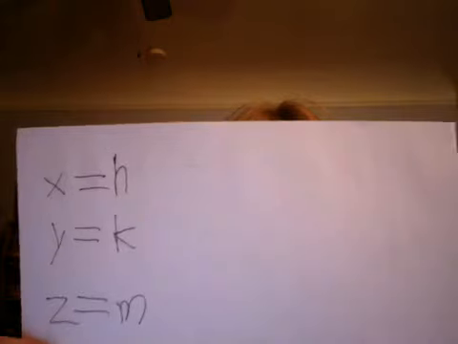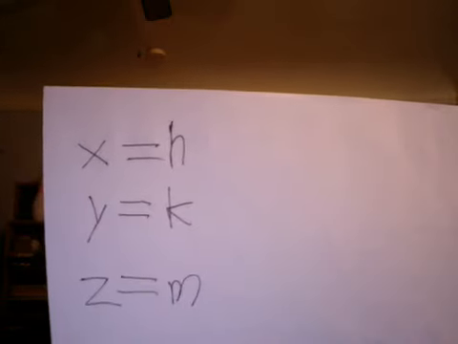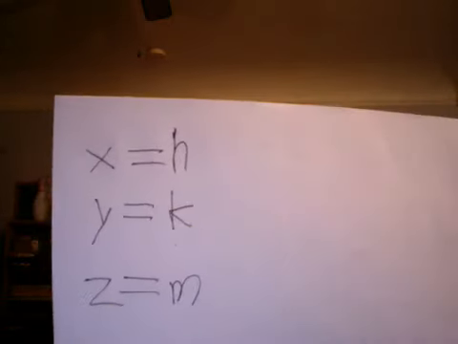Now let's just write constants down. Let's make x equal to h, y equal to k, and z equal to m. These are just constants. So if you graph this equation, you're going to get a point, a space point. I'm not sure what they call it. Very elemental.